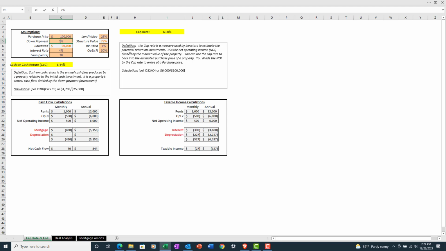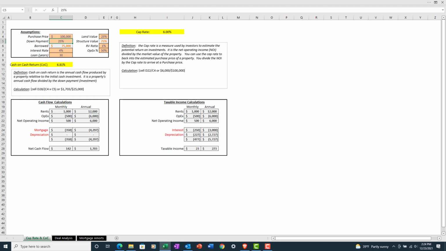Let's go back up here. We'll change our down payment back to the 25%. And if we want to change our purchase price to $200,000, whoops, and our down payment to 30, or back to 25 and 50, or back to 100, you'll see our cap rate remains unchanged at 6%.